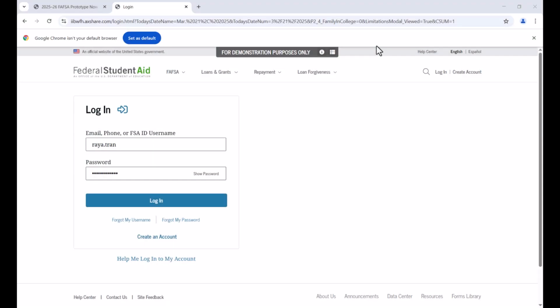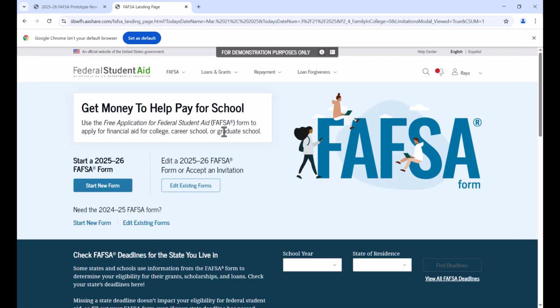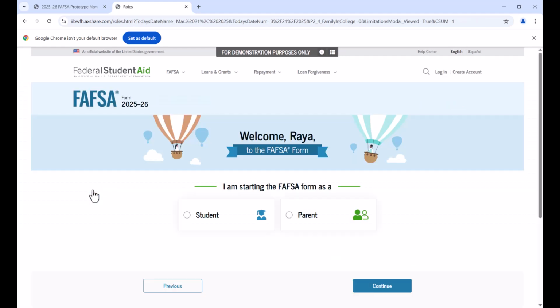You will then be sent to the login page. I have transitioned to the FAFSA prototype so that we can do this walkthrough for demonstration purposes. So it is going to look a little different here, but just know from the login to start, you will be sent to the login page for you to enter in your FSA ID username as well as password. Once you do that, you're going to select login. Okay, start a new form. And as I mentioned, we're going to be starting as a student.